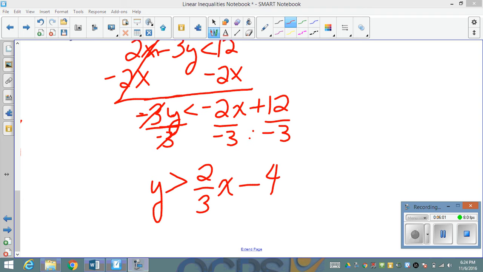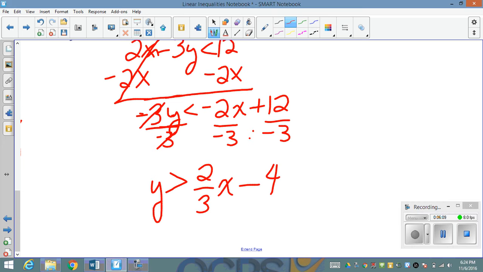Okay, so go through that one more time. Rewatch it if you're still having trouble solving for y. And again, remember I changed my inequality there from a less than to a greater than because I divided by a negative.